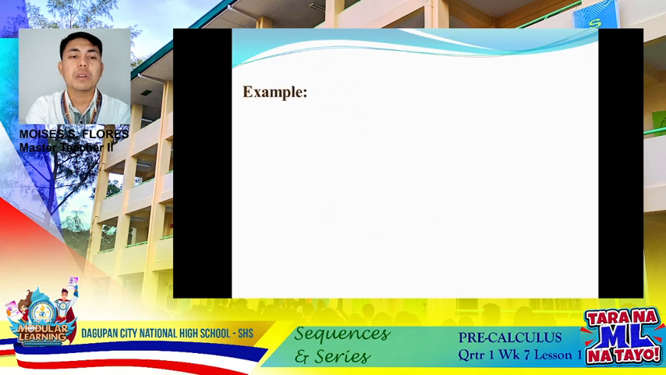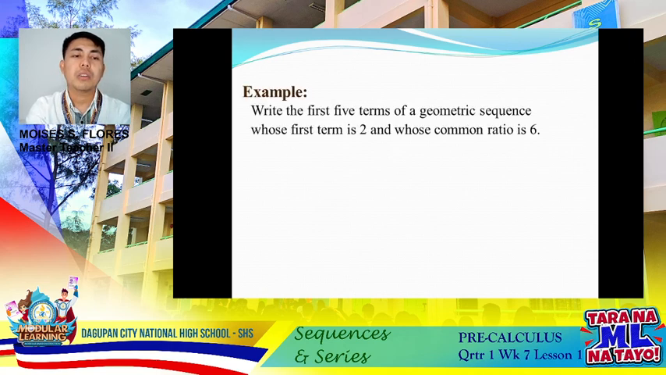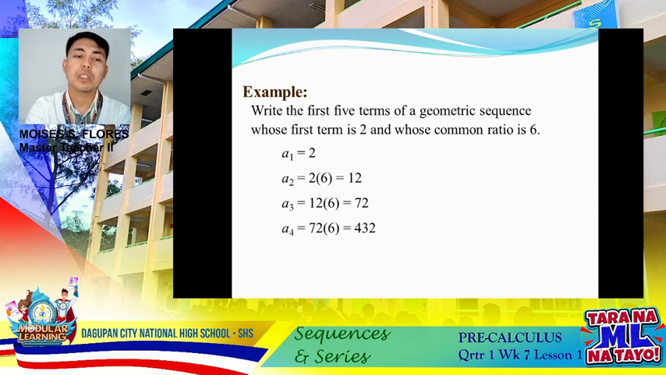As an example, you are asked to write the first 5 terms of a geometric sequence whose first term is 2 and whose common ratio is 6. Again, your a sub 1 is 2. The common ratio is 6, so we simply multiply the first term by 6. Therefore, the second term is 12. Then this 12 is multiplied by 6 again, so we have 72. 72 multiplied by 6 gives 432.